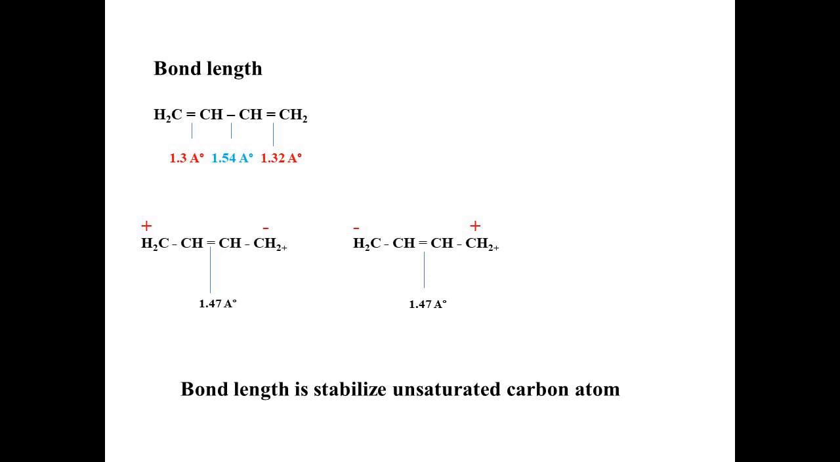Bond length. 1,3-butadiene has two double bonds, and the double bond length is 1.3 Angstroms.